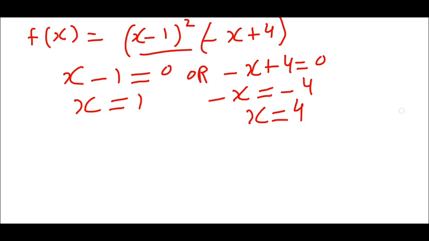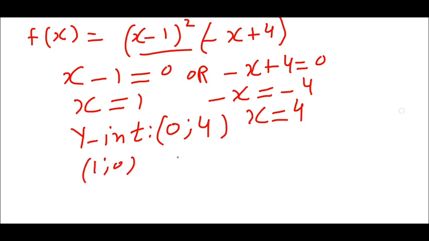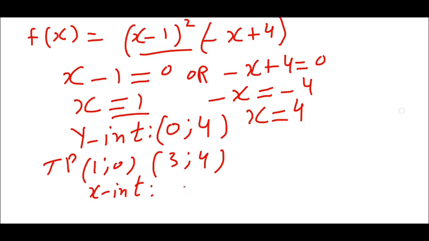Now we can sketch the graph. After that we're going to plot the points. So the y-intercept we have x value 0, y value positive 4. Two turning points: the first one is (1, 0), a turning point as well as x-intercept, and the second is (3, 4). These are the turning points and the x-intercept. This one we're going to count twice. So we have x value 4, y value is equal to 0. These are the x-intercepts. Now I can sketch the graph.